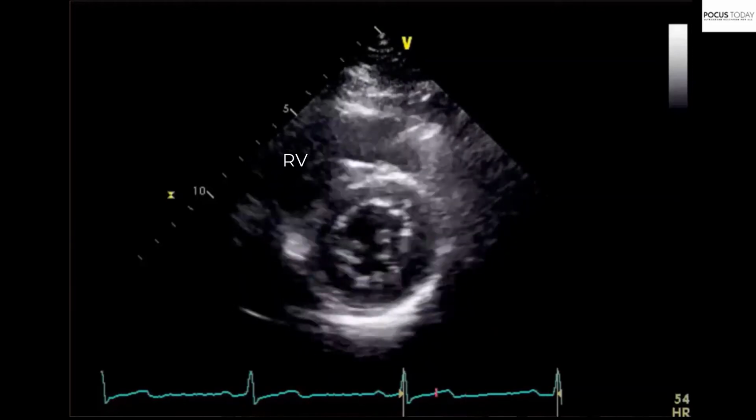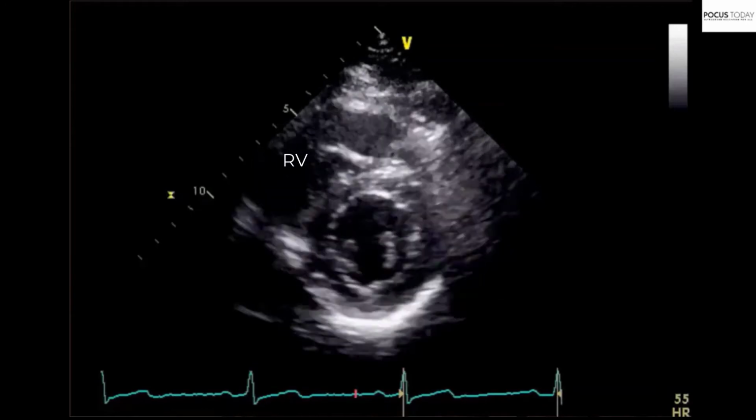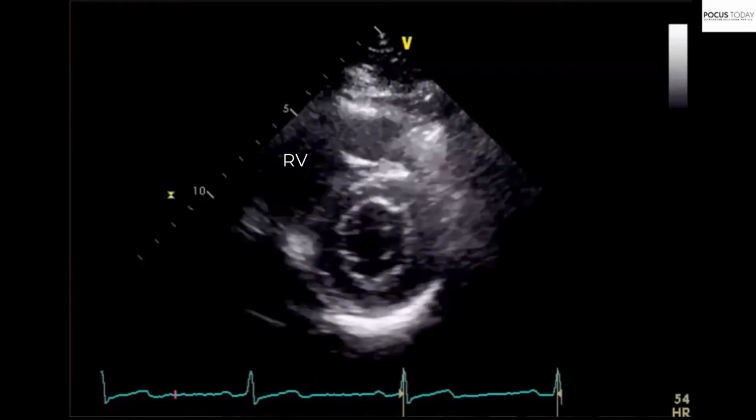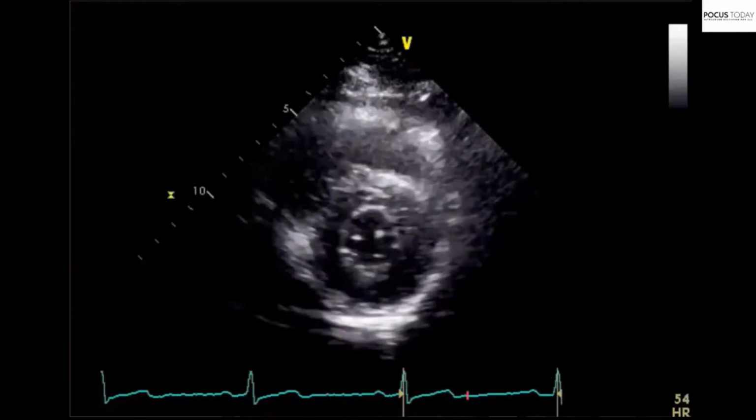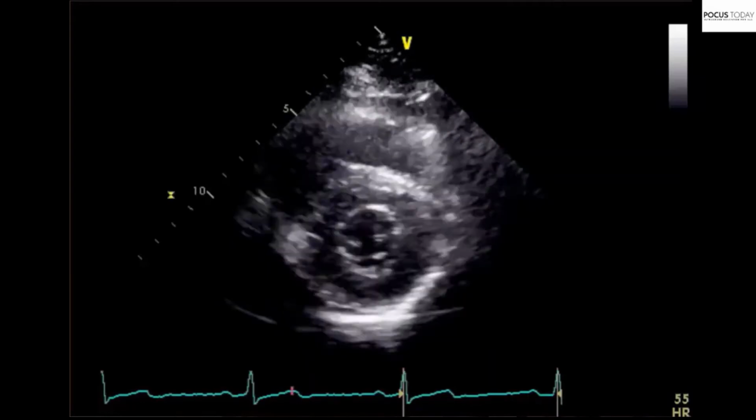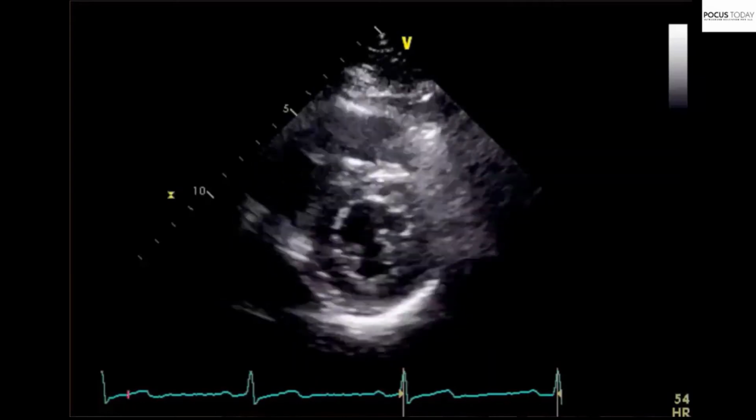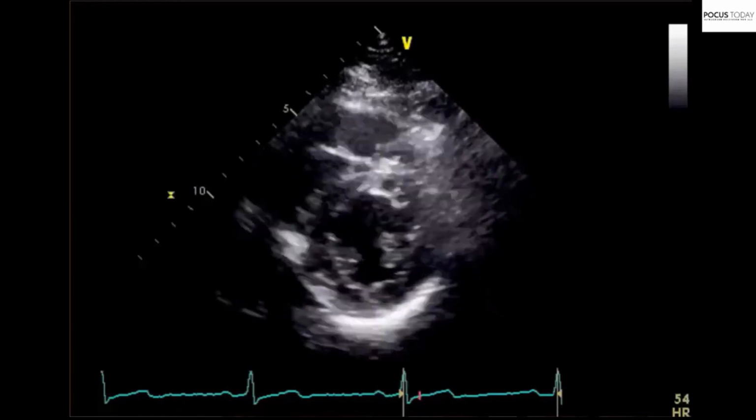The right ventricle can also be seen in this view, and an assessment of RV size and contractility can be made. Tilting of the probe allows for the basal and apical regions of the LV to be seen.